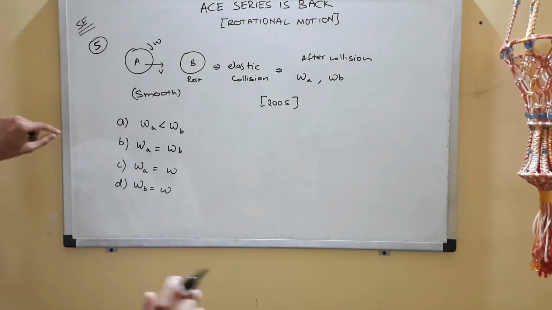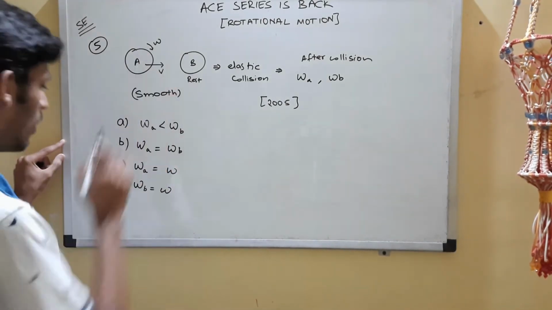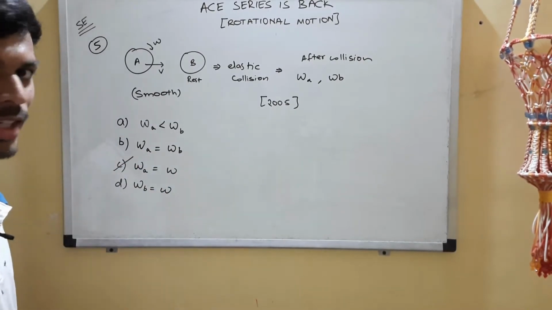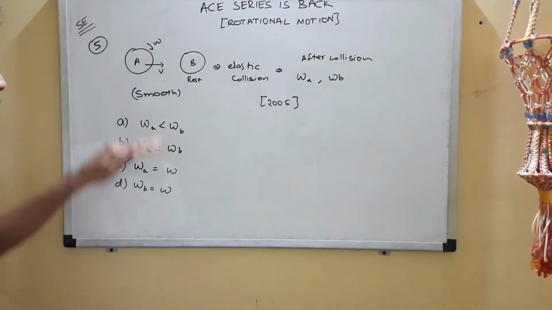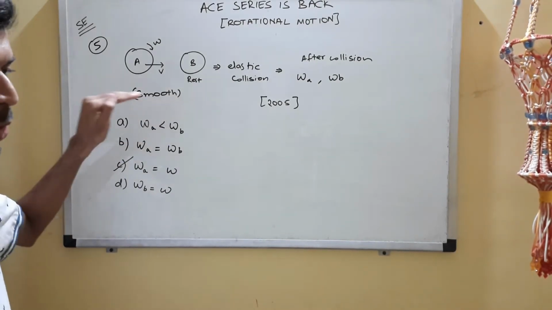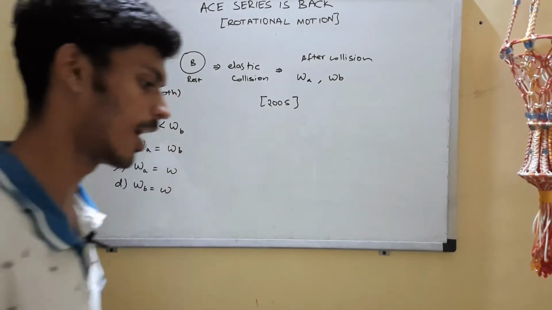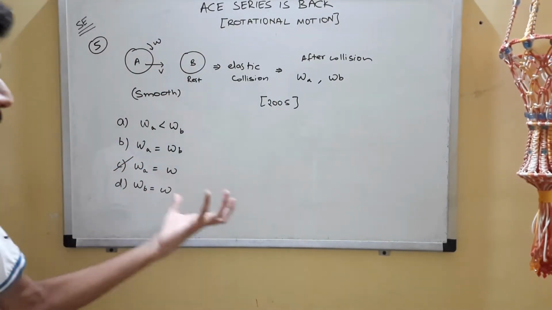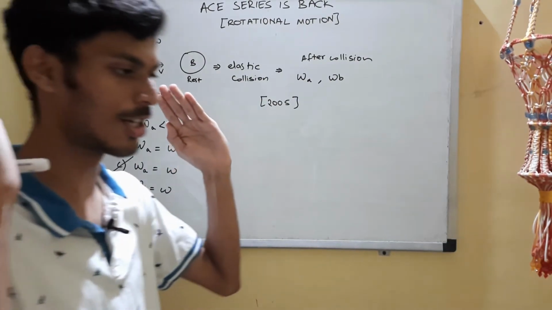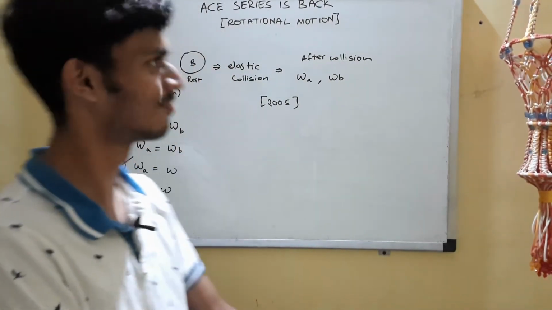So omega A will be the same as omega. I hope that is clear. You are just supposed to pin this down: they are smooth, so one cannot induce rotation on the other. So omega A should remain the same as omega. Now let's move to the easy category.